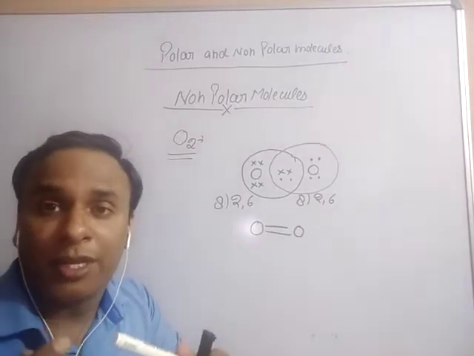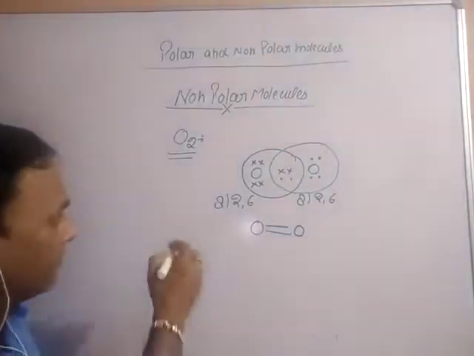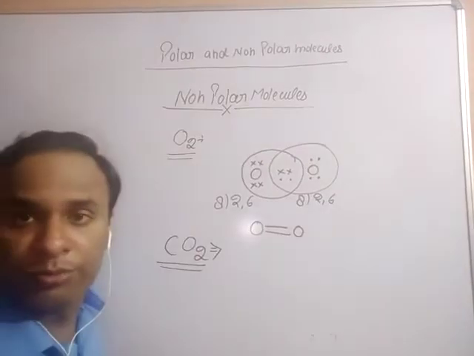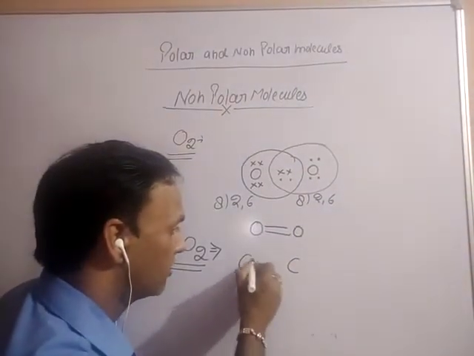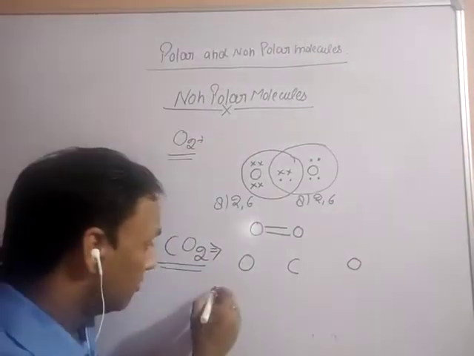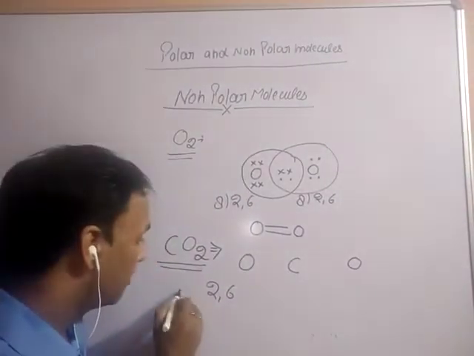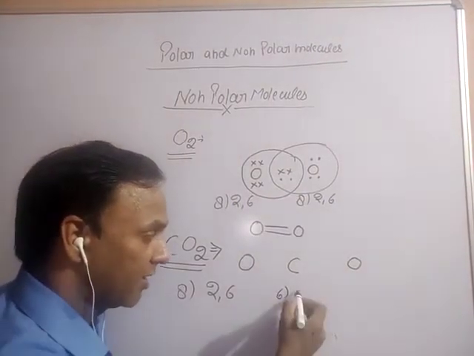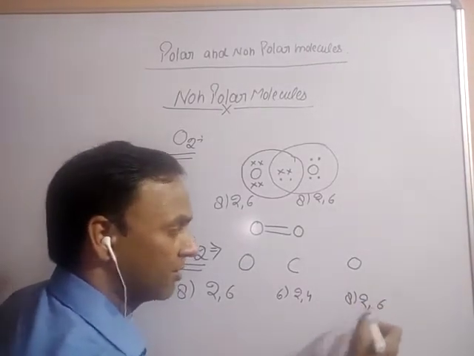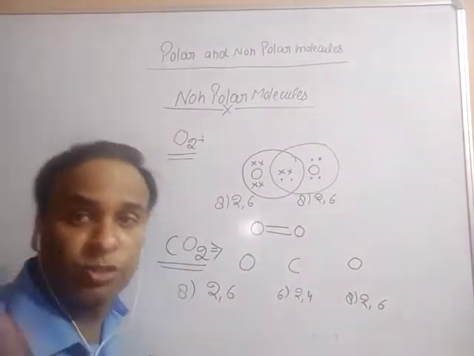Clear? When we talk about another example, carbon dioxide is also a non-polar molecule. Carbon dioxide. Clear? How? Carbon and oxygen. Oxygen has 6 electrons in its outermost shell, but when we talk about carbon, its atomic number is 6 and its outermost configuration is 4. When we talk about this oxygen, it's the same, 2 and 6. That means oxygen requires two electrons. That's why it shares 2 electrons.